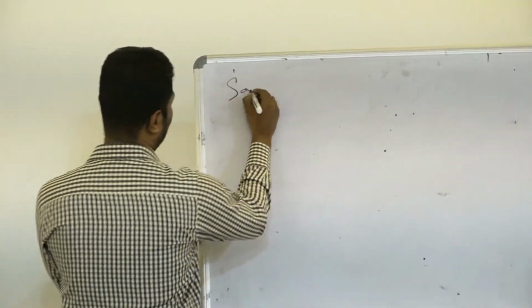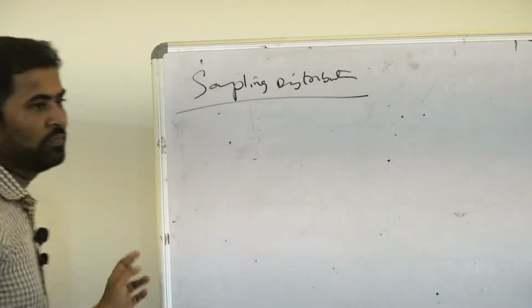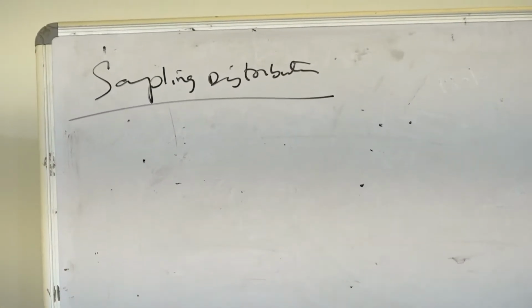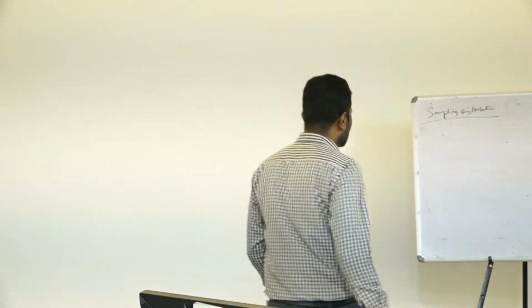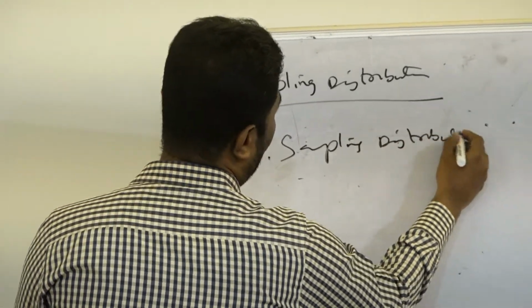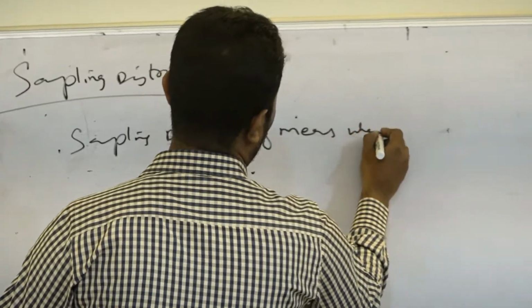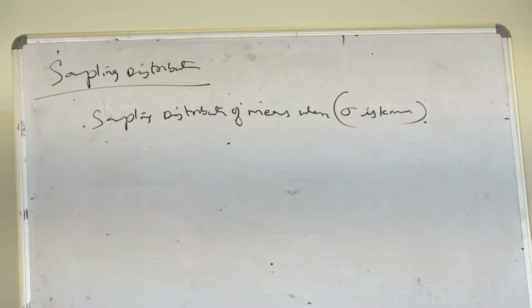This was regarding normal distribution, sampling distribution. In sampling distributions we have sampling distribution of means when sigma is known, and when sigma is unknown. Sampling distribution of means when sigma is known.